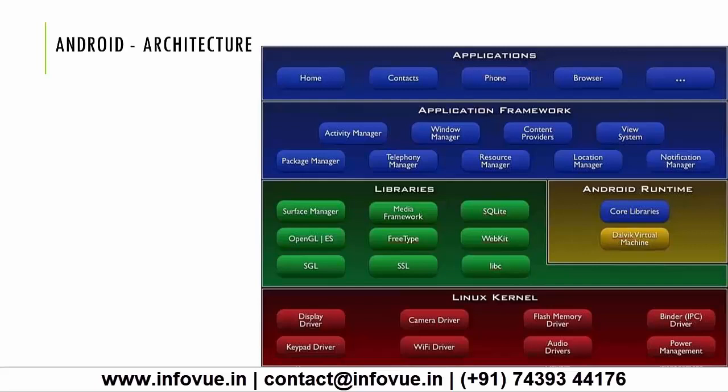The application framework layer contains the activity manager, window manager, content manager, view system, package manager, telephony manager, resource manager, location manager, and notification manager. The third layer consists of the libraries which we use, such as SQLite, Media Framework, FreeType, WebKit, SSL, SGL, OpenGL, and Surface Manager. The last layer consists of the Linux kernel, which is responsible for processing in the Android operating system, including the display driver, camera driver, flash memory driver, binder, keypad driver, Wi-Fi driver, audio drivers, and power management. This is the total architecture of Android.